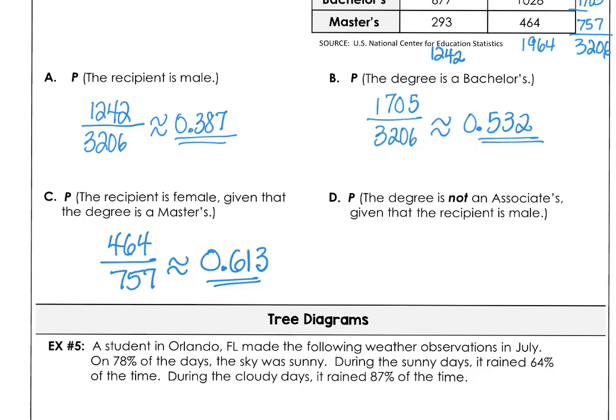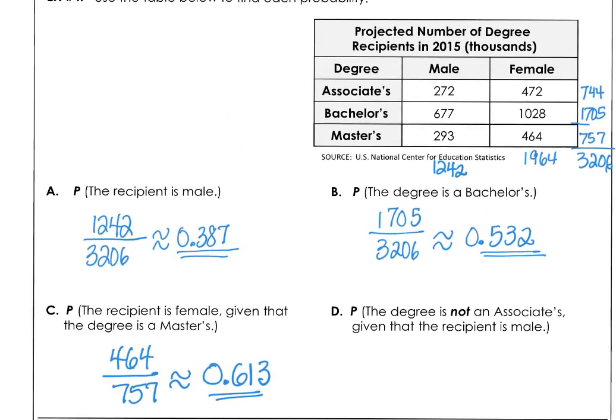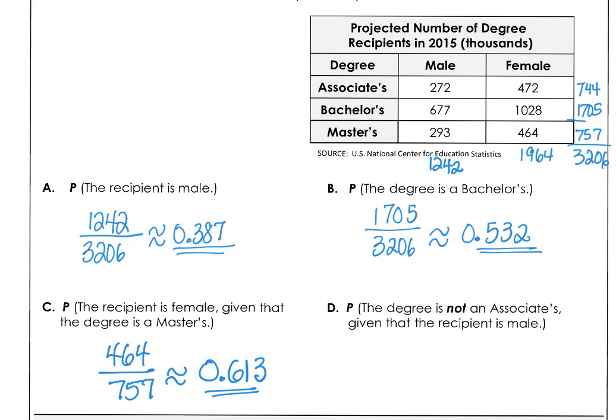So looking back at our chart here, I'm going to go back and look at that. The probability that the degree is not an associate's degree, given that the recipient is a male. So we're looking in this column here, and we have to add 677 and 293, so we're going to add these two. That's going to give us 970 out of, given that they were a male, that's 1242.